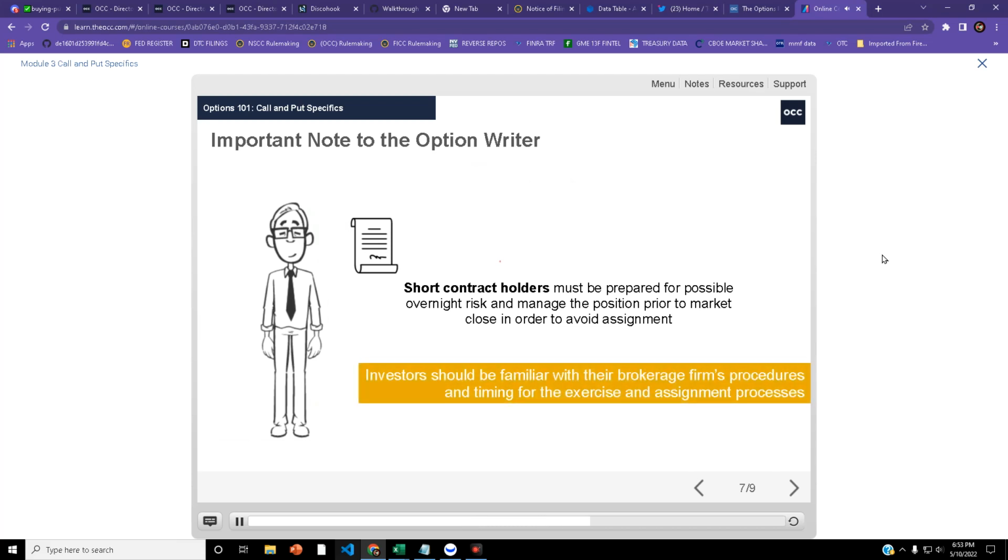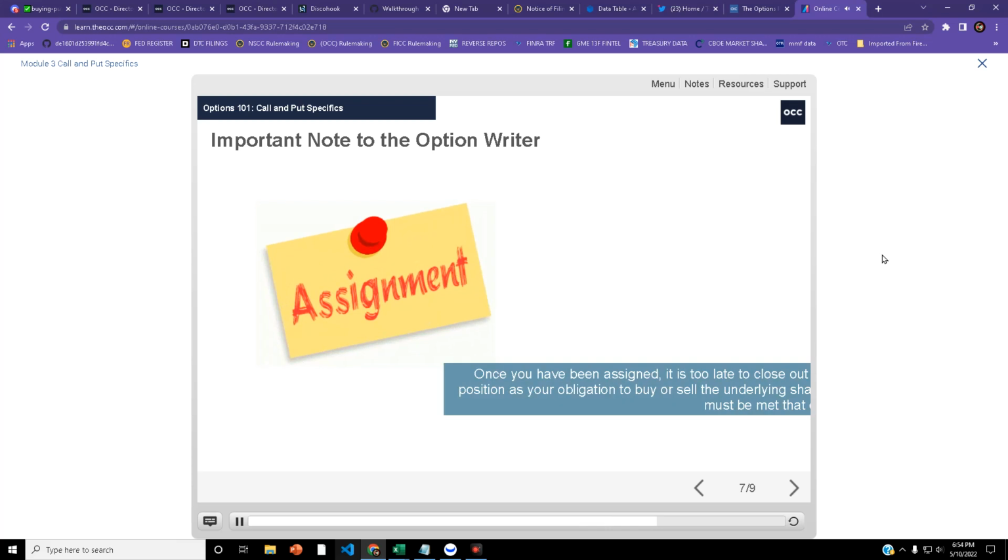Regardless, investors should be familiar with their brokerage firm's procedures and timing for notifying its customers. Once they have been assigned, it is too late to close out the position, whether notification has been received or not. When assignment is made, the obligations to buy or sell the underlying shares must be met that day.